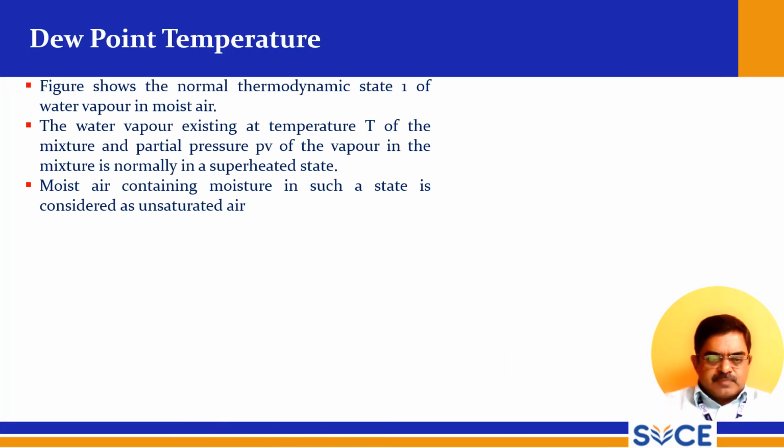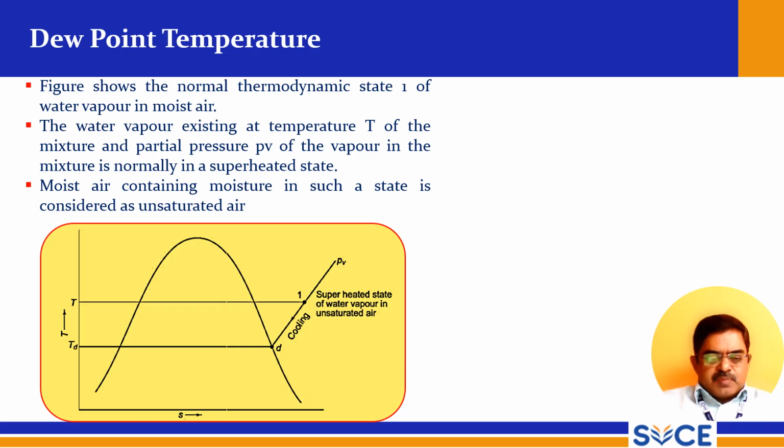Dew point temperature. Here the dew point temperature is D, the superheated state of water vapor in unsaturated air. Here this is the region, this is Pv, and this is D, the dew point temperature, that is Td. The figure shows the normal thermodynamic state 1 of water vapor in moist air. The water vapor existing at temperature T of the mixture and partial pressure Pv of the vapor in the mixture is normally in a superheated state.